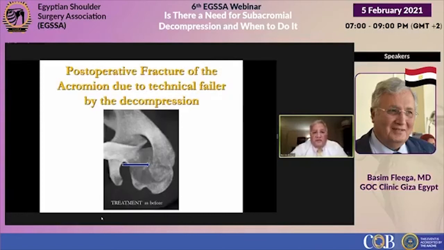Also, a postoperative fracture of the acromion can happen after a decompression, especially when the decompression is done in the middle of the acromion.